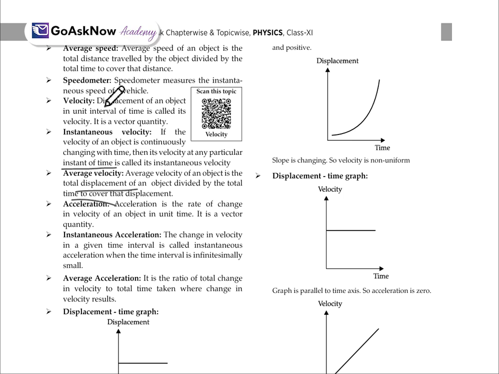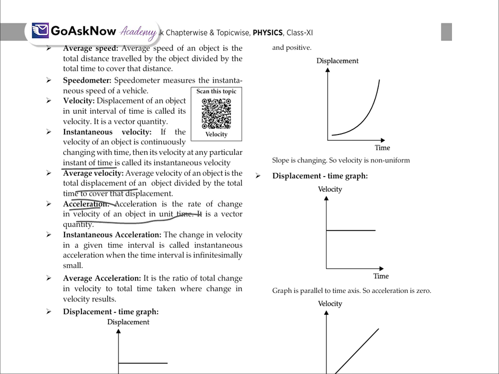Acceleration. See, change in position with respect to time is called velocity. Change in velocity with respect to time is called acceleration. So, acceleration is the rate of change of velocity of an object in a unit time. It is a vector quantity. Same like instantaneous velocity, the change in the velocity in a given time interval is called instantaneous acceleration when the interval is infinitesimally small. So, this is all about some terms or keywords which are going to play a role in this particular topic.